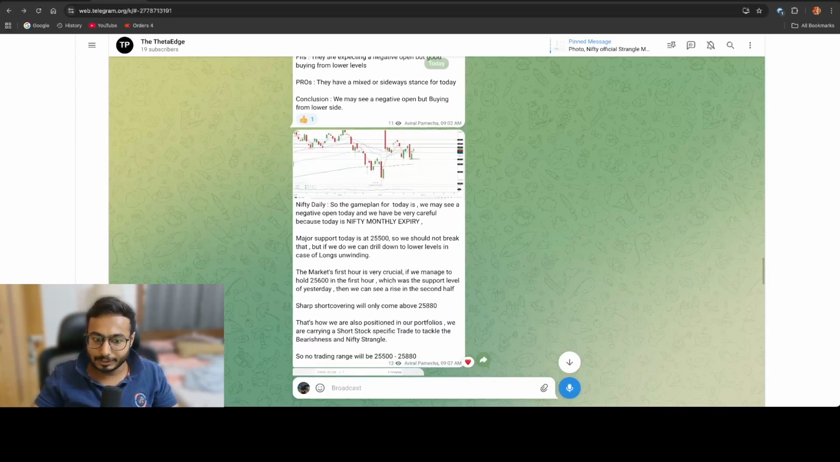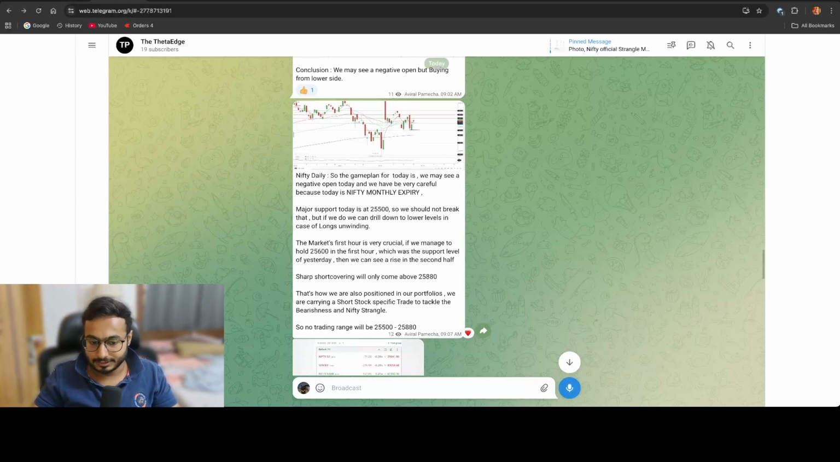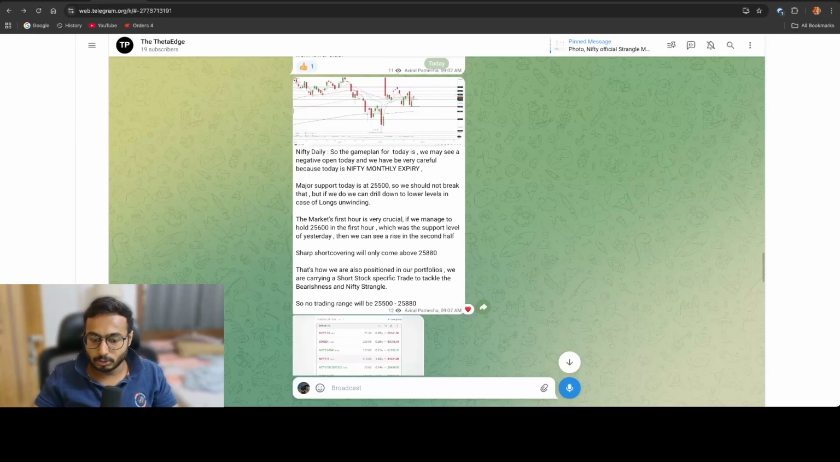Then we mentioned that today is Nifty monthly expiry, major support today is at 25,500, so we should not break that today. The first hour is very crucial. If you manage to hold 25,600 in the first hour, which was the support level of yesterday, then we can see a rise in the second half. Sharp short covering will only come over 25,880, right? So the no trading zone will be roughly around 25,500 and 25,880, right?